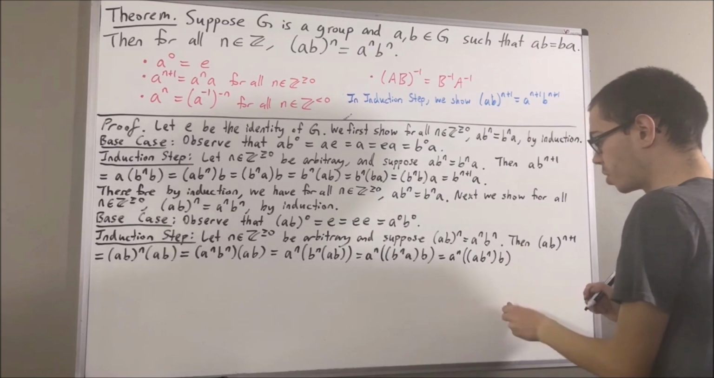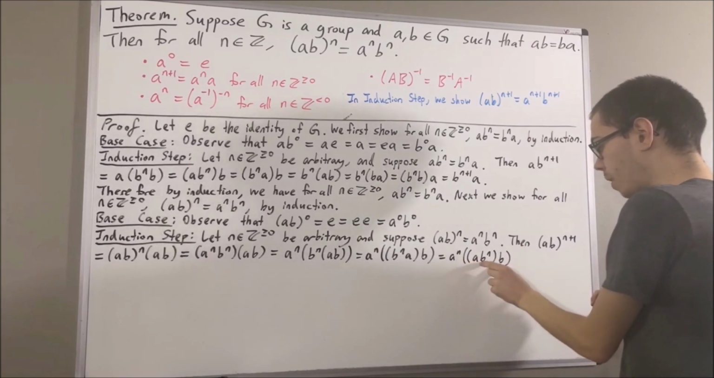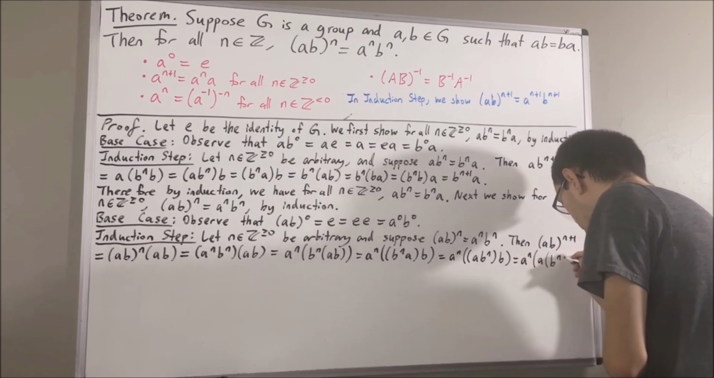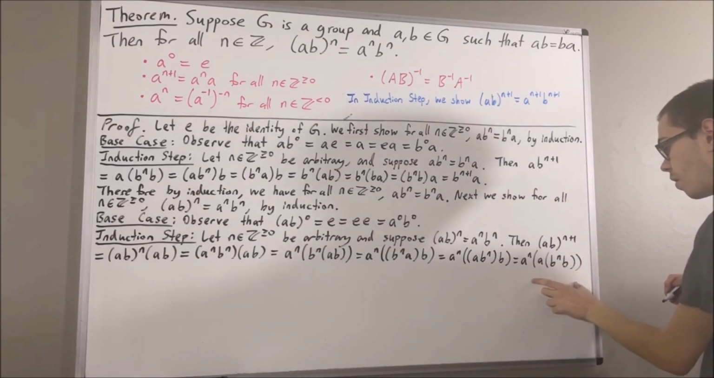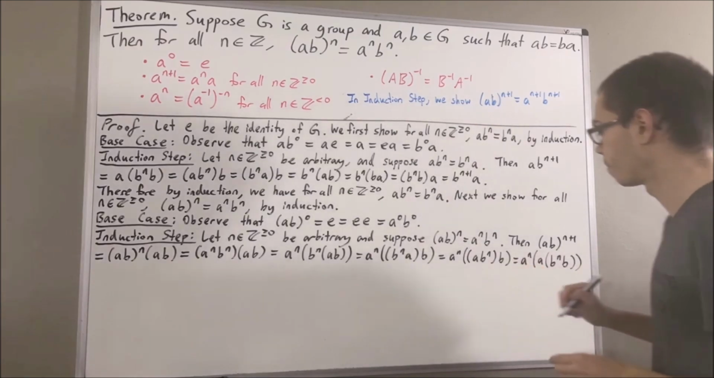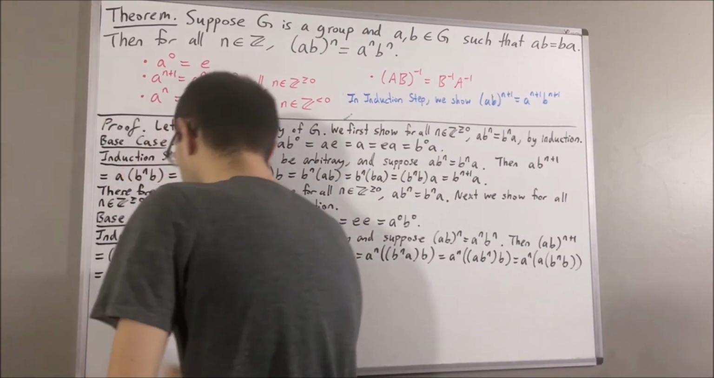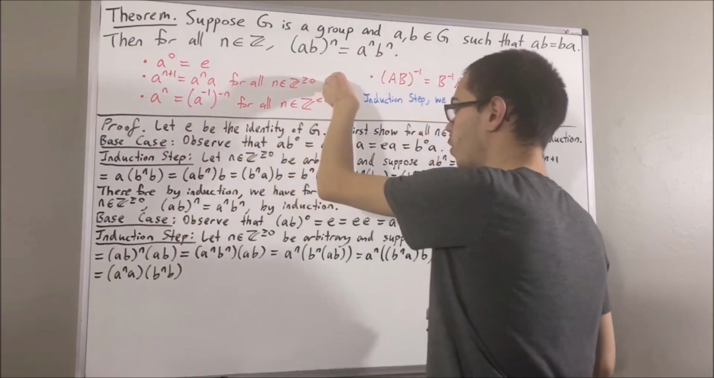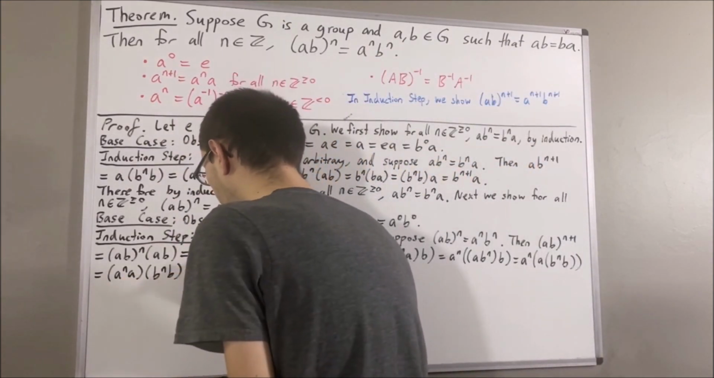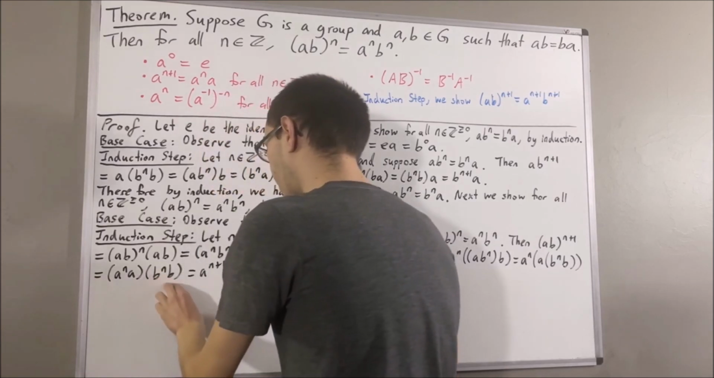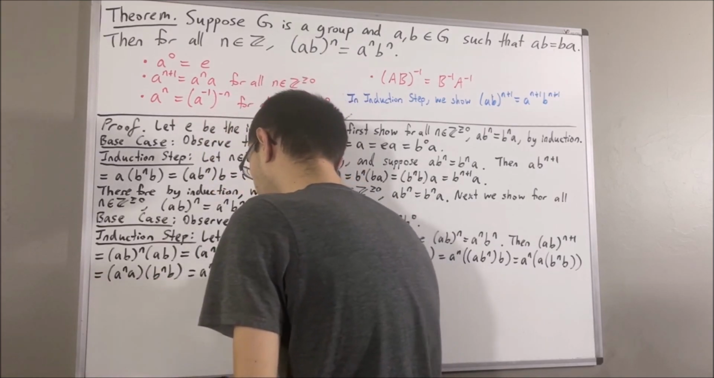And now, by associativity, let's move these parentheses around b to the power of n times b. And then, by associativity again, let's move these parentheses around a to the power of n times a. So then, by the recursive part of our definition, we know that a to the power of n times a is equal to a to the power of n plus 1, and b to the power of n times b is equal to b to the power of n plus 1.